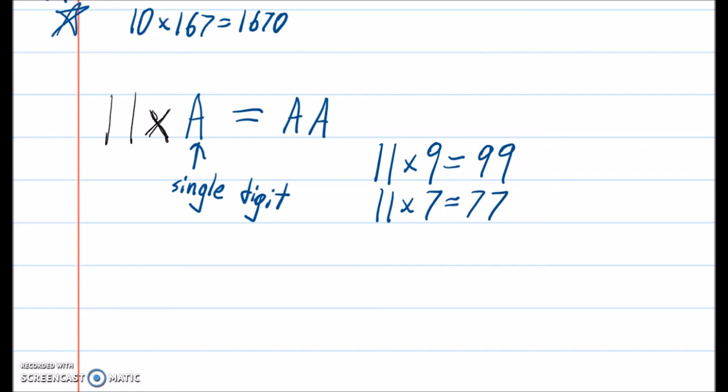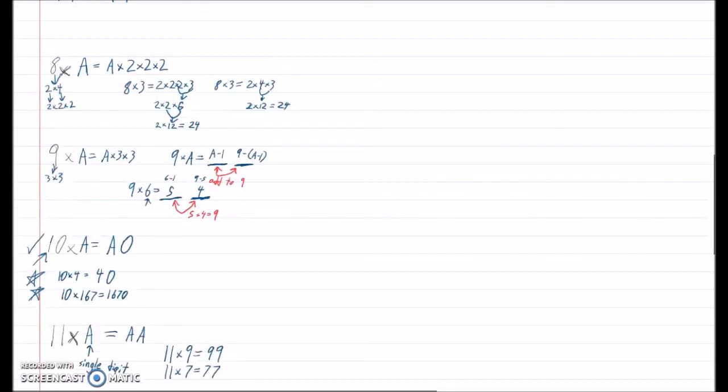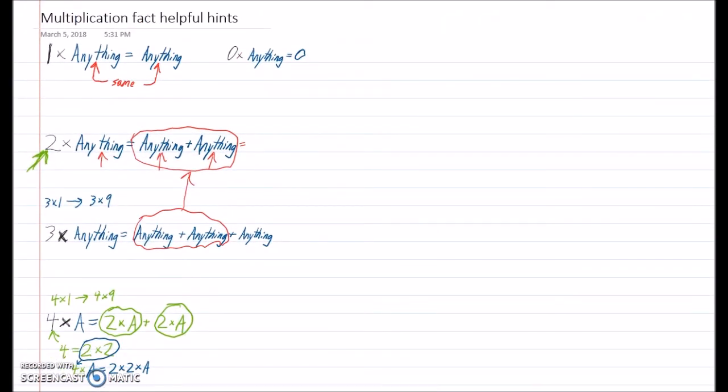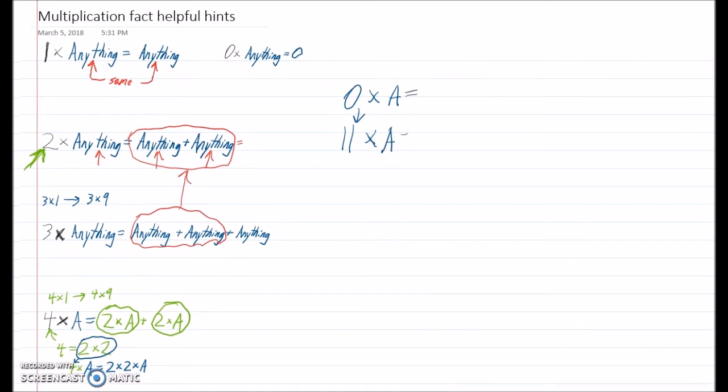And that's it. So hopefully, altogether, I've given you some ideas, some hints that might help you figure out multiplication facts from 0 times anything all the way up until 11 times anything. Hopefully this has been helpful for you guys, and that you guys do well in multiplication from now on. Good luck.